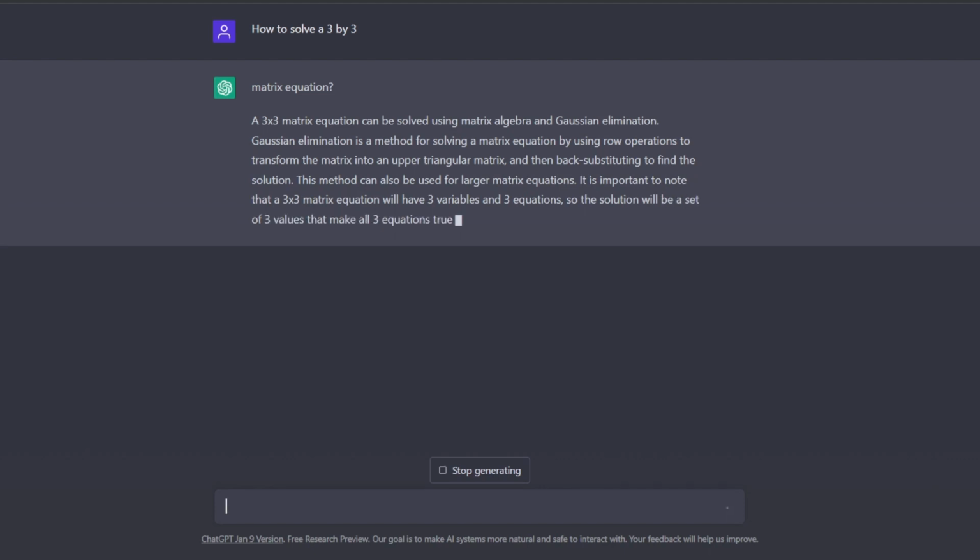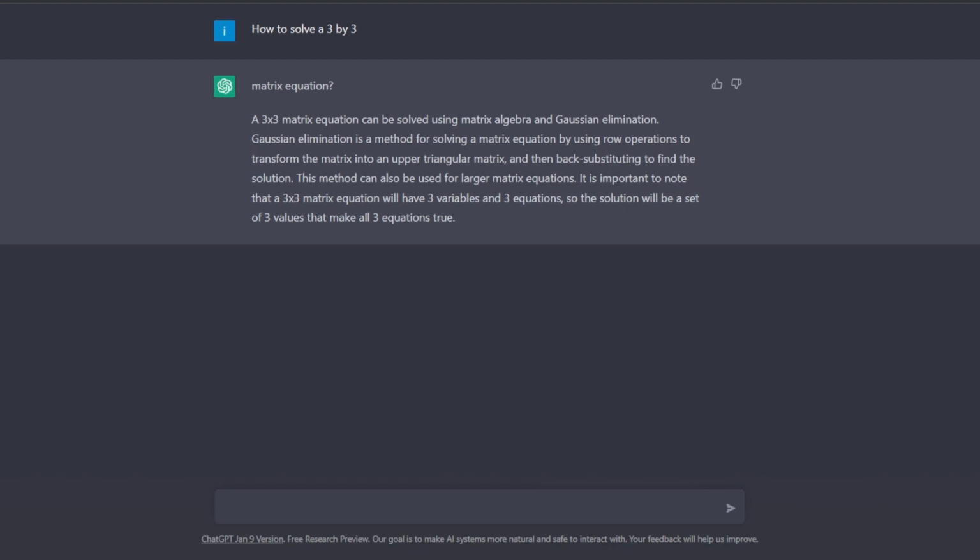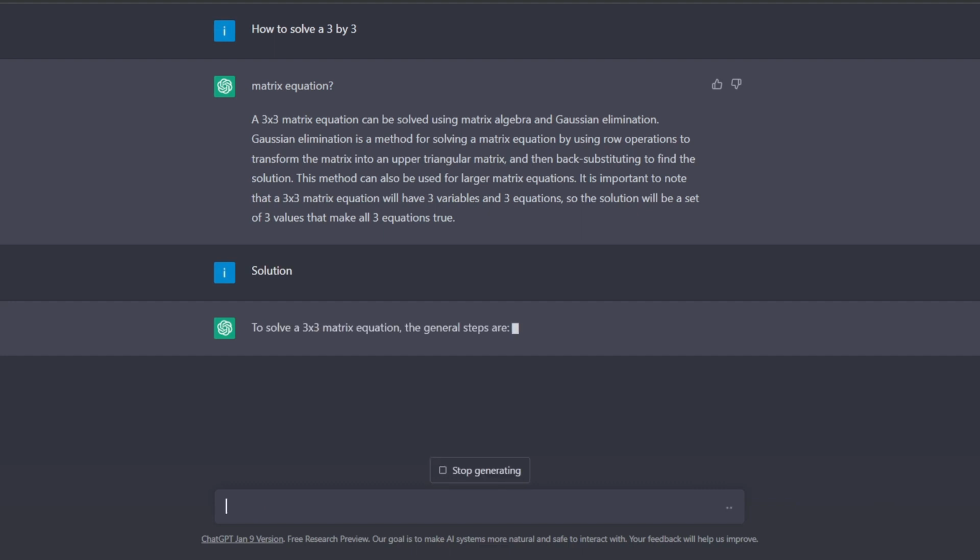It is important to note that a 3x3 matrix equation will have 3 variables and 3 equations, so the solution will be a set of 3 values that make all 3 equations true. Solution. Solve a 3x3 matrix equation.